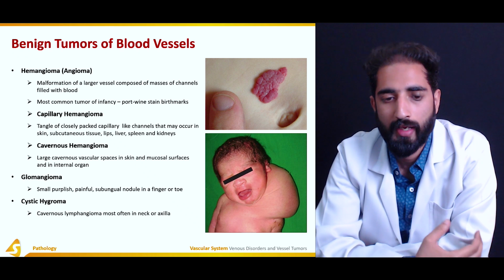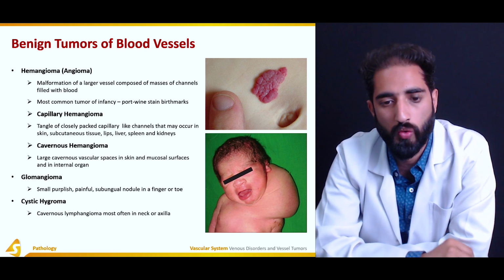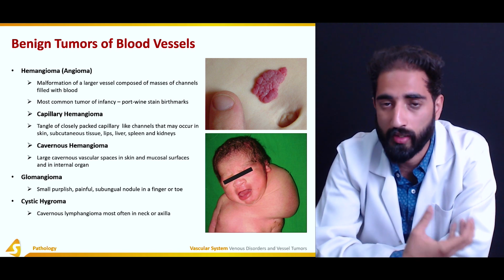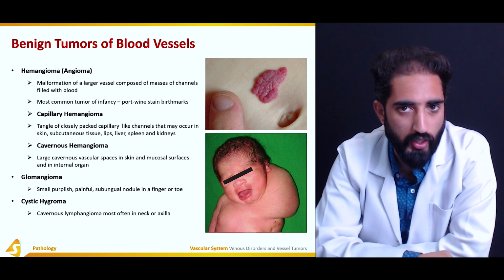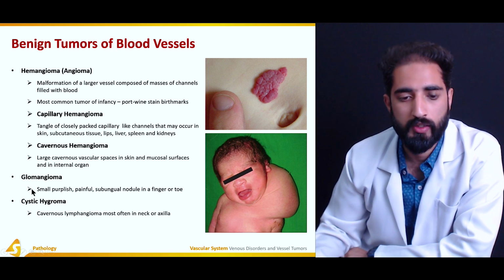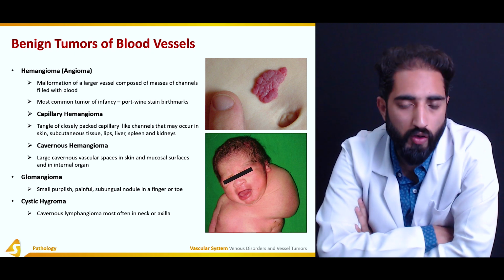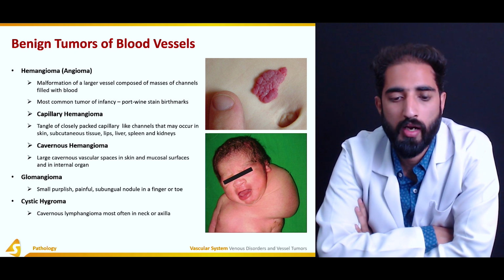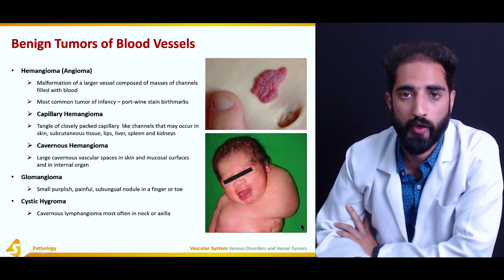In a capillary hemangioma, it is actually a tangle of closely packed capillary-like channels that may occur in skin or subcutaneous tissue, lips, liver, spleen, or kidneys. And in cavernous hemangioma, there are large cavernous vascular spaces in the skin and mucosal surfaces or in an internal organ as well. Now, moving on, we have the glomangioma, which is a small purplish painful subungual nodule in a finger or a toe. And then we have the cystic hygroma, which is a cavernous lymphangioma, most often in the neck or axilla, and this is a characteristic appearance of a cystic hygroma.